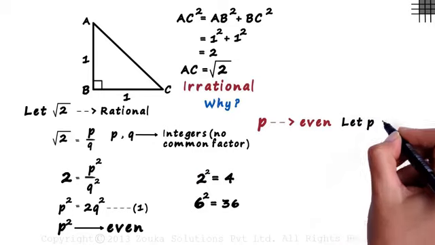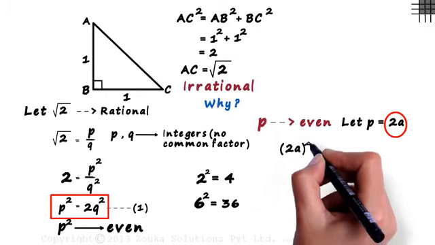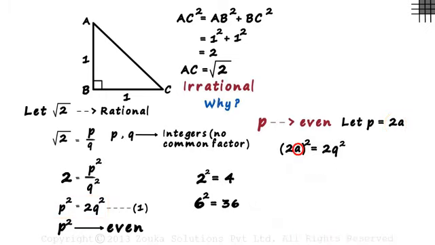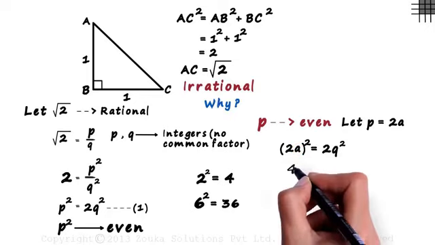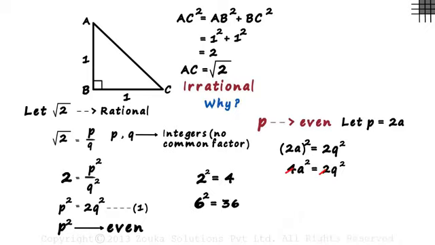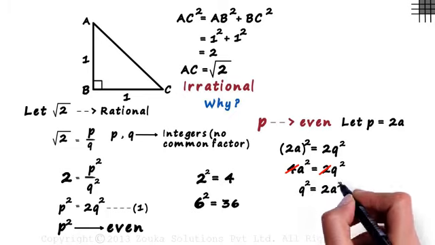So let p be equal to 2a. An even number is always in the form 2 multiplied by something. Substituting this value of p in equation 1, we get 2a the whole squared equals 2 multiplied by q squared. A can be any constant. Opening the brackets, we get 4a squared equals 2q squared. Cancelling out the common factors, we get q squared equals 2a squared.